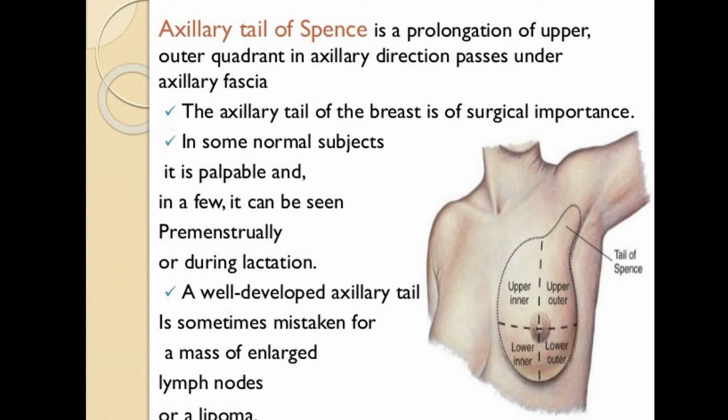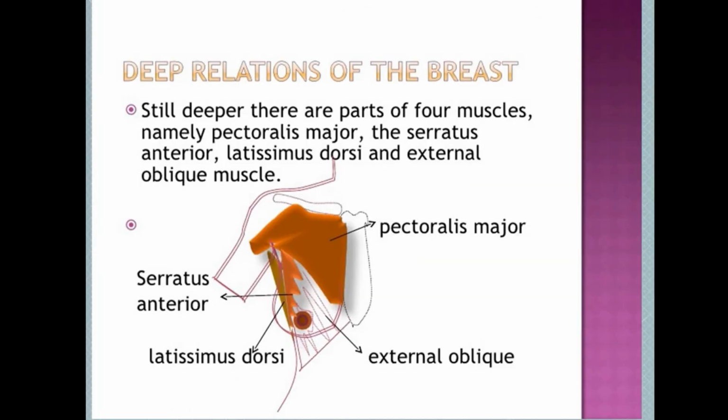Now the axillary tail is a part of the breast. It is prolongated and protrudes deep into the fascia, into the outer quadrant, and it pierces and enters into the axillary fascia. So that's why it is called an axillary tail. The axillary tail of the breast has surgical importance because sometimes it is palpable due to the glandular changes occurring during menstruation or during lactation, and it may be misdiagnosed as an enlarged lymph node or a lipoma.